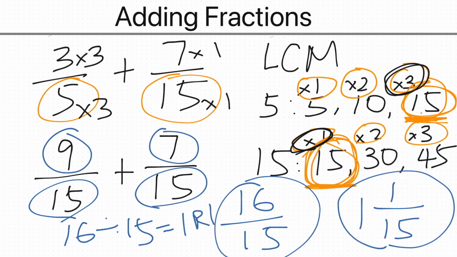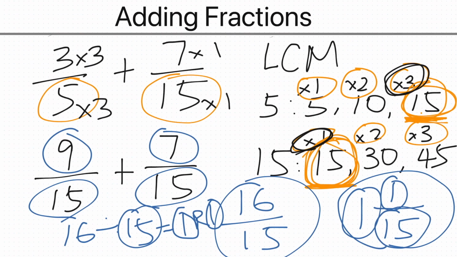The number 1 was the whole that we place here, 1 whole. And then the remainder of 1 is what we place in the numerator. And the divisor that we used to divide the numerator by continues to stay in the denominator. So that's how we get the mixed number of 1 and 1/15.